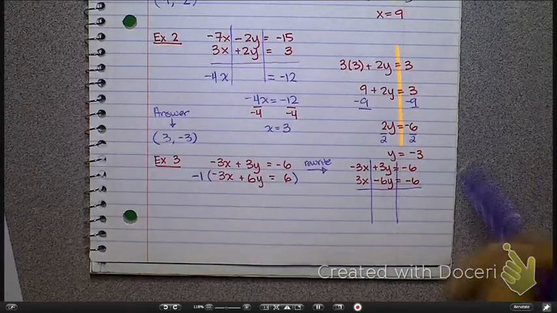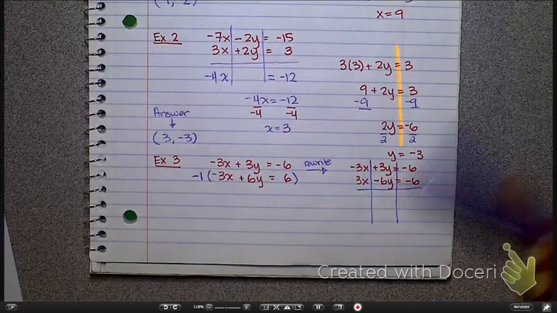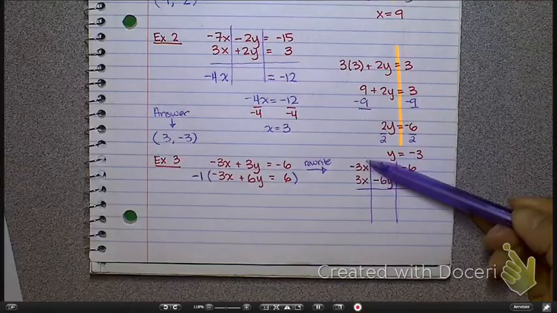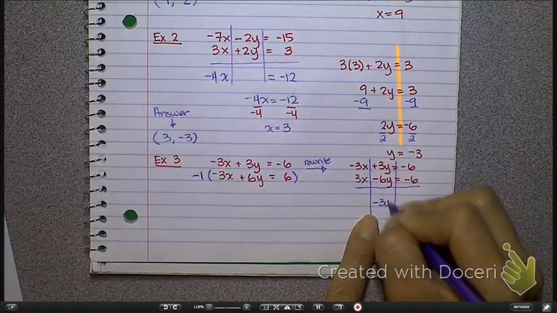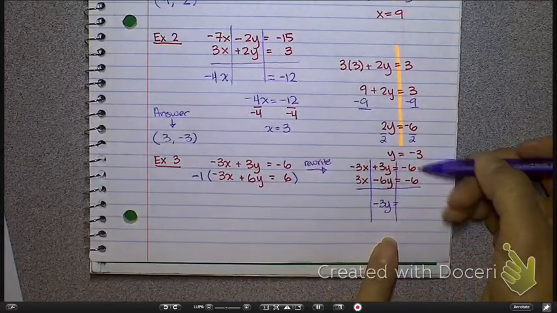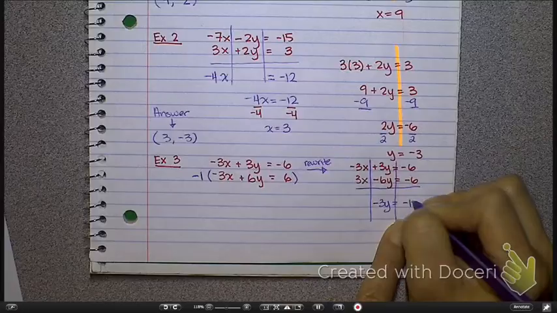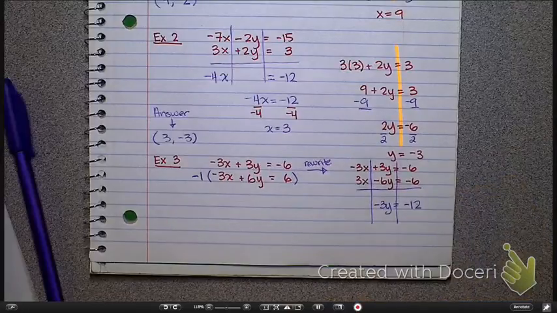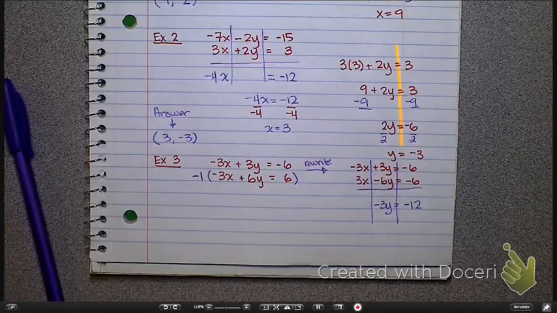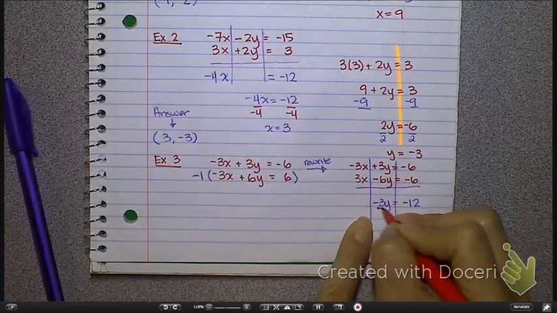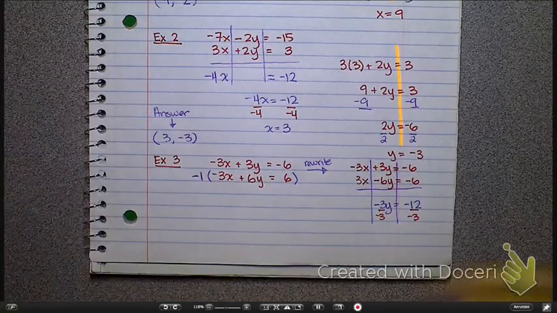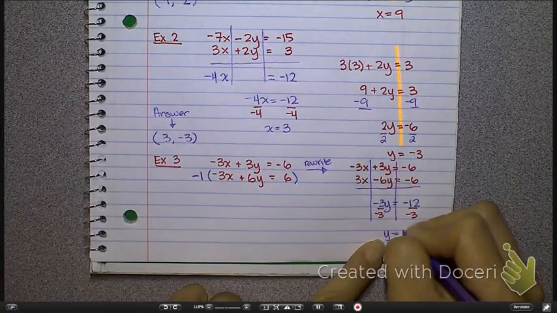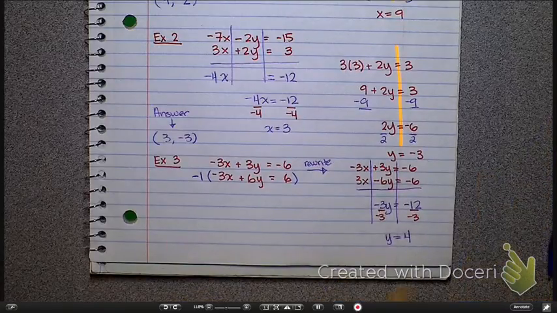So now does one of them cancel or eliminate? These x's, right? These make 0. What's 3 and -6? -3y. And what's -6 and -6? -12. Okay, right? Same sign, add them, keep their sign. Okay, so now what am I going to divide by? -3. Okay. And then we get y equals +4. Now, what am I going to do with this +4?